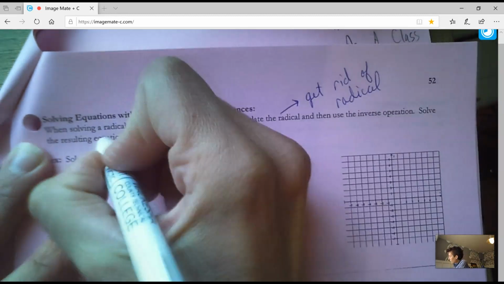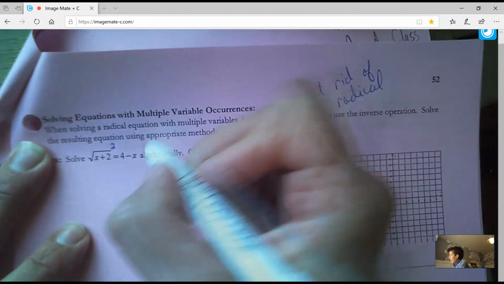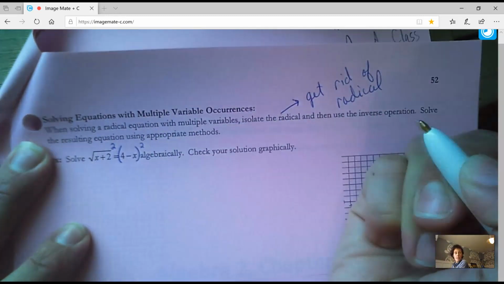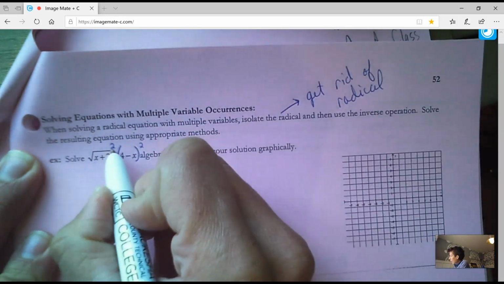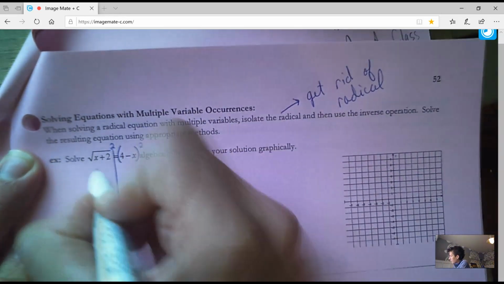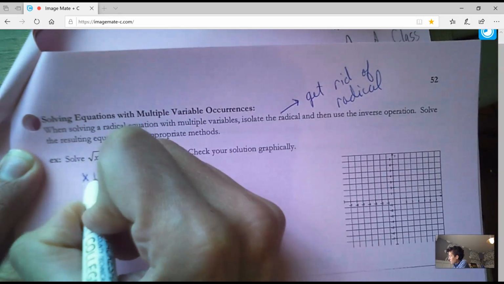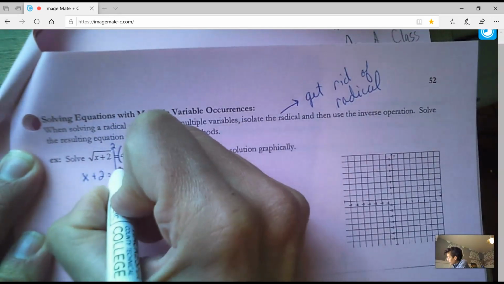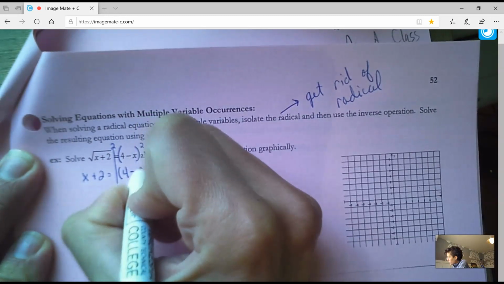So since it's a square root, I'm going to square this side, and then I'm going to square this side. But I have to square it all, so I want to remember that that's squared in parentheses. So what happens is this squared, again, cancels out the square root, sorry, so I'm just left with x plus 2. And then this squared actually means, from last chapter, that there are 2 of these.